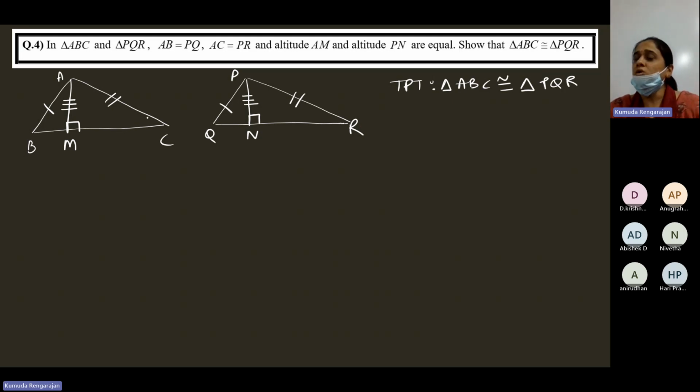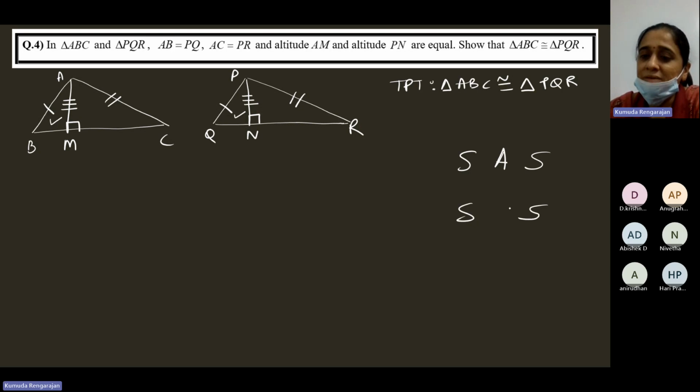So we need to do this proof in three steps, children. Now, consider these two triangles. We need one more pair of equality to show that these two triangles are congruent. We have two, we need one more. When you have SS, that one more can be A, or that one more can be S. If you find one pair of equal angles, then it will make SAS. Equal sides, it will be SSS.